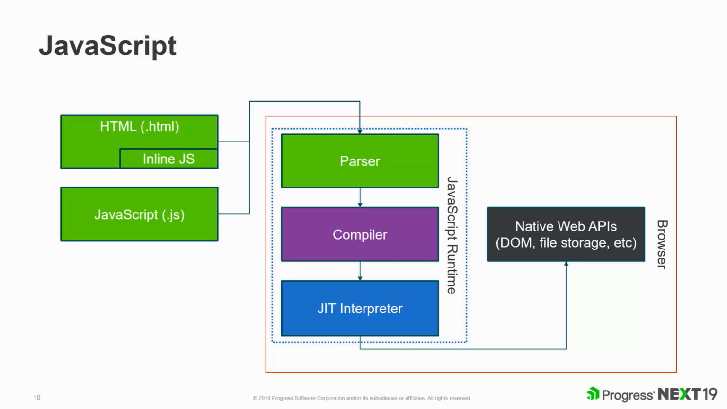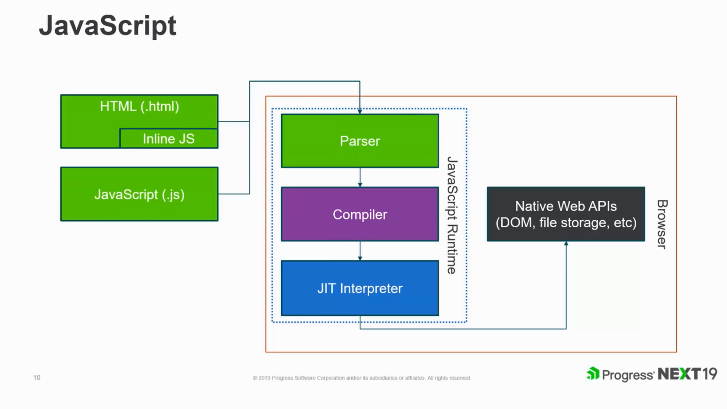Goes through the compiler and then through the just-in-time interpreter. All that kind of combined together is what we have as the JavaScript runtime. So if you don't want to worry too much about parser, compiler, and the JIT interpreter, just think about the fact that HTML and CSS and JavaScript, they all come together, they go through this JavaScript runtime, and out comes the native web APIs that we have today. So for example, just manipulating the DOM, right? Moving something over, adding an element, removing an element, or file storage, or whatever it might be.